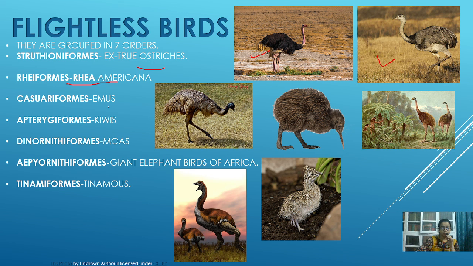Next is Casuariiformes, that is emus. Next is Apterygiformes, kiwis. Next is Dinornithiformes, that is moas. Then is Aepyornithiformes, the giant elephant-like birds present in Africa, and Tinamiformes, that is tinamous. So these are the 7 orders. Many more flightless birds may be present. They have all the characteristics of a bird, but due to the heavy body or certain other reasons, they don't undergo the flight mechanism.